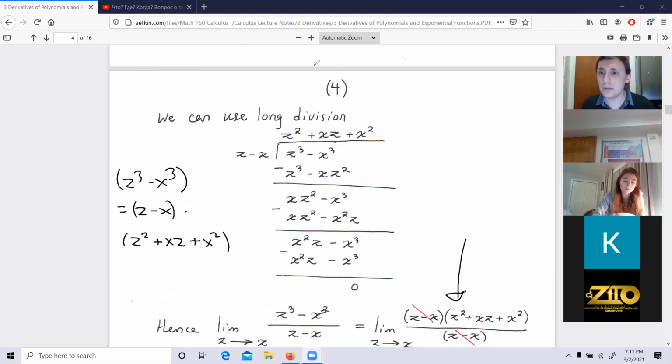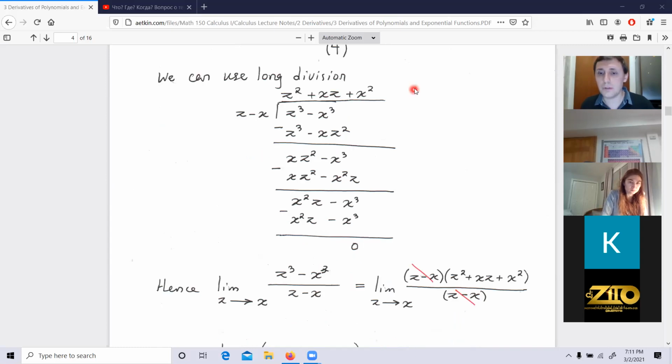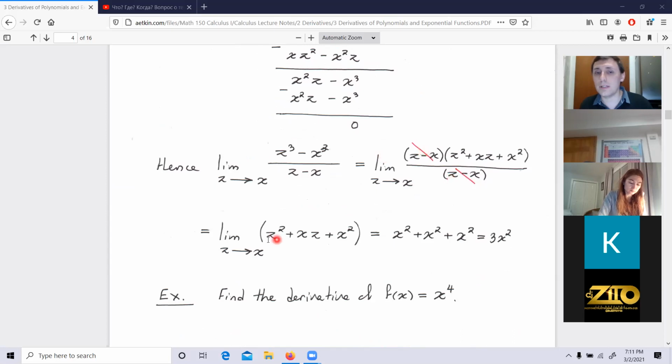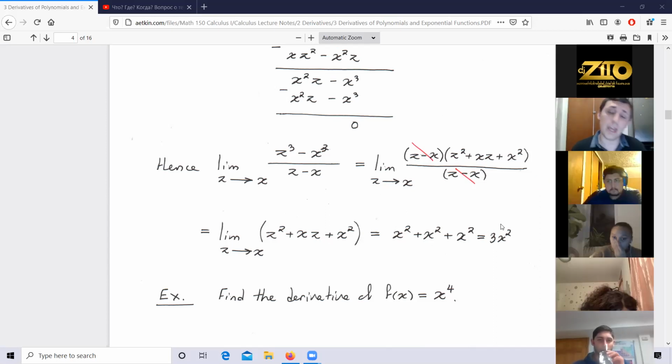Do you follow? Do you understand what this process is, guys? So I will show you in another example afterwards, okay? So then look at it. Once I cross it out, I take limit as z goes to x of z squared plus xz plus x squared, and look what happens. Z becomes x, so that is x squared, right? The sum of the powers of z plus the sum of the powers of x is 2. So that's x squared, so that's 3x squared. So the derivative of x cubed is 3x squared.